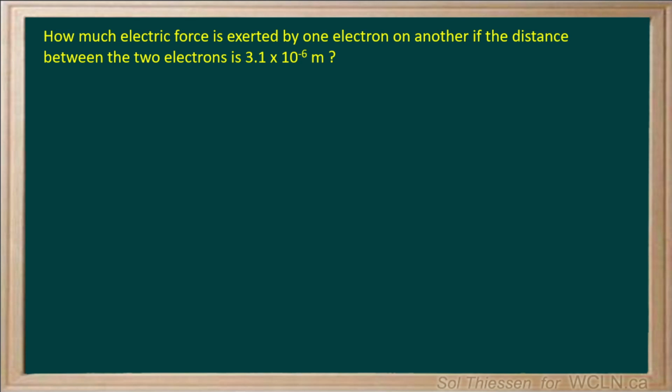How much electric force is exerted by one electron on another if the distance between the two electrons is 3.1 times 10 to the power of minus 6 meters?